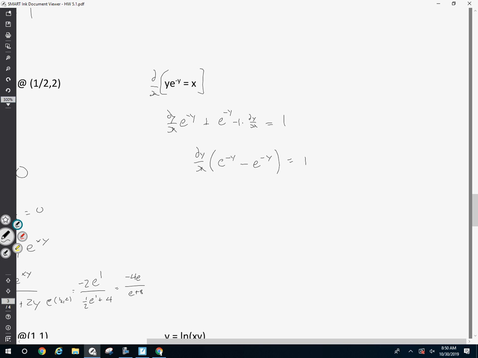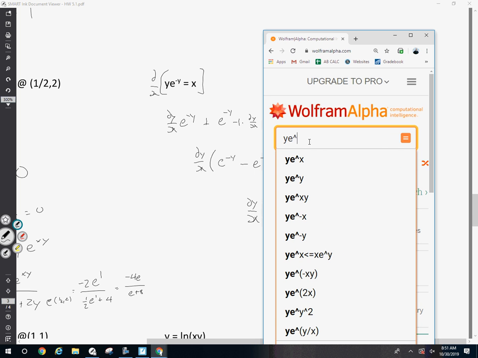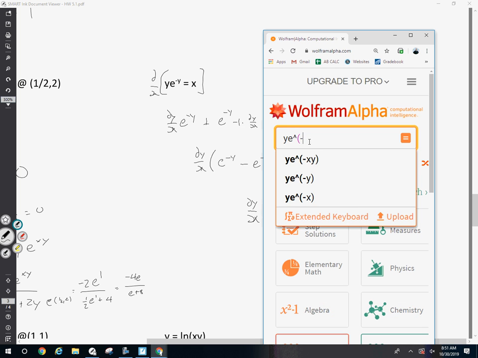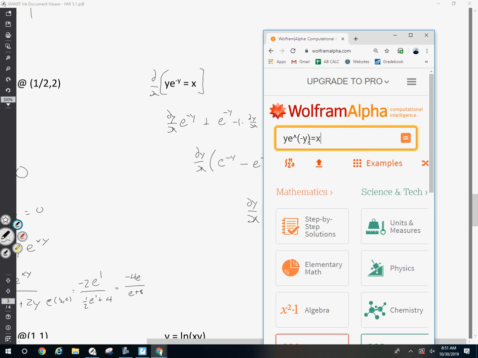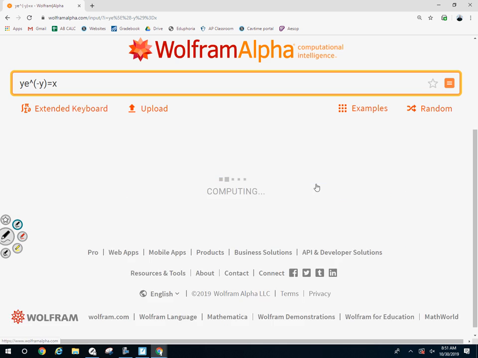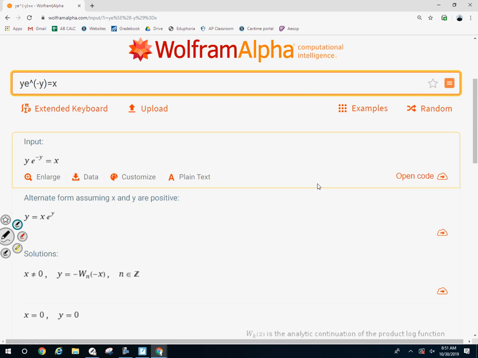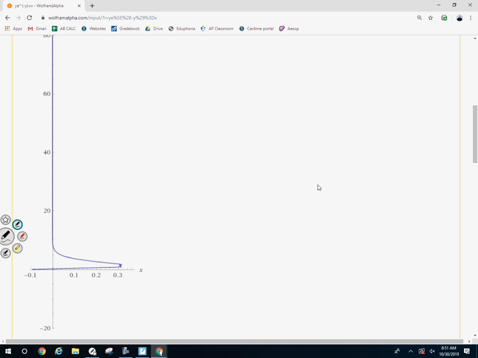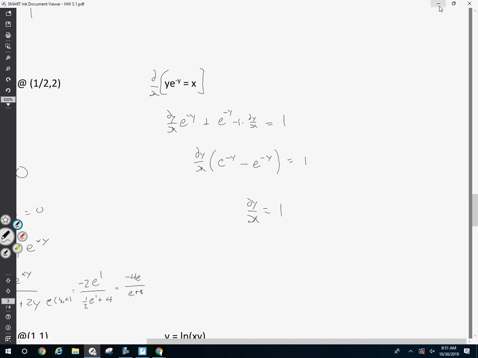Oh, this might be interesting. This is just 0. I think the slope of this is just 1. But that can't be. Maybe I made a mistake. Let's look. y e to the negative y equals x. Whoa. Slope's not just 1 everywhere. Where did I make a mistake?